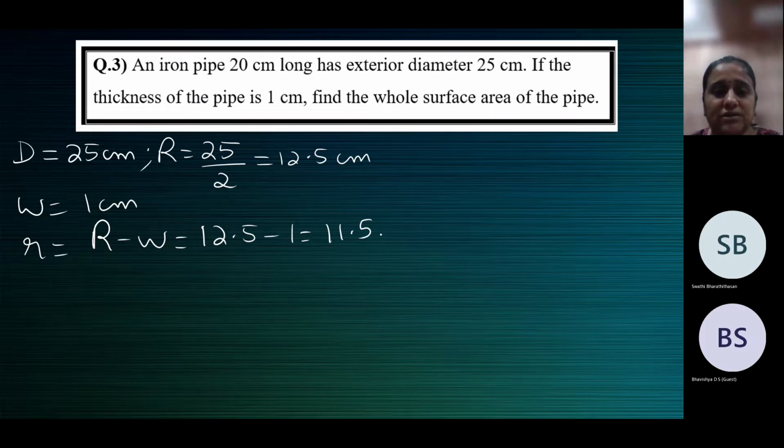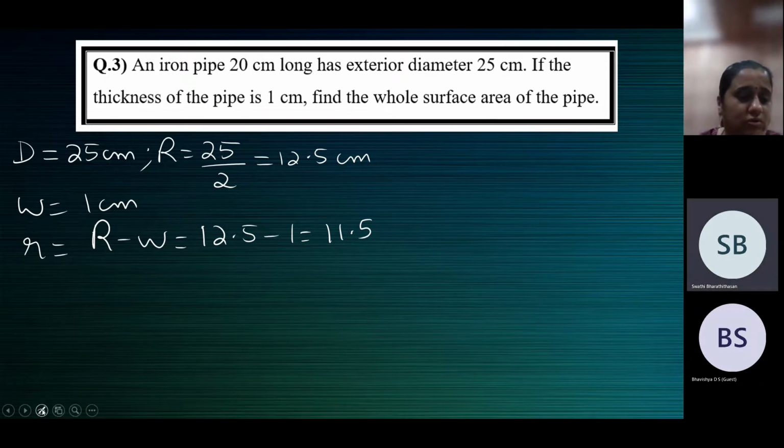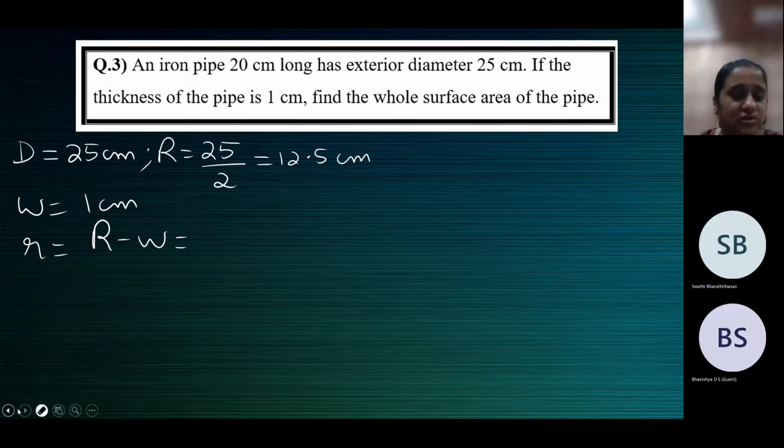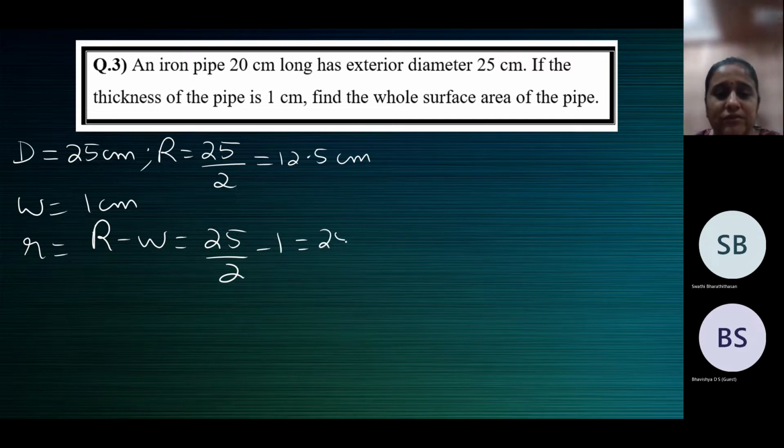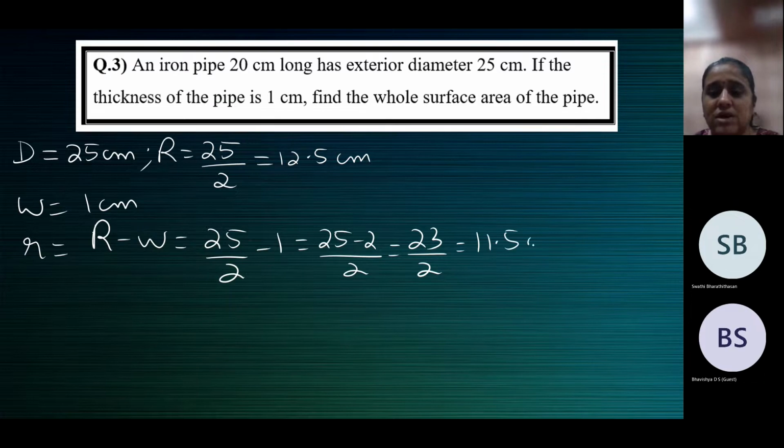Or if you want to take the fraction form, you can also do it like this. See here. You can also do this, children. So 25 by 2 minus 1. On taking the LCM, 25 minus 2 by 2 is 23 by 2, which is nothing but 11.5 centimeter. So to substitute, you can either take 23 by 2 or 11.5.